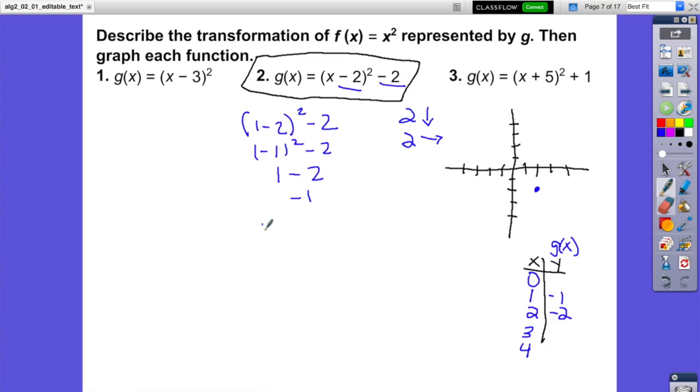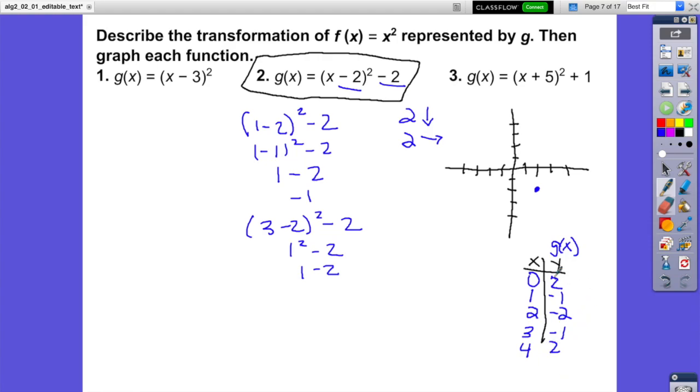Now let's plug in 3. 3 minus 2, quantity squared, minus 2. 3 minus 2 is 1, squared, minus 2. 1 minus 2 is, again, -1. Perfect. Now let's do 0. I'll just do this one out loud. 0 minus 2 is -2. -2 squared is 4. 4 minus 2 is 2. Now let's do 4. 4 minus 2 is 2. 2 squared is 4. 4 minus 2 is 2.